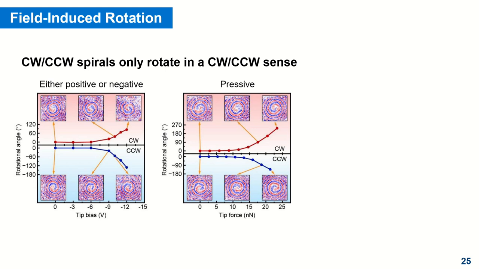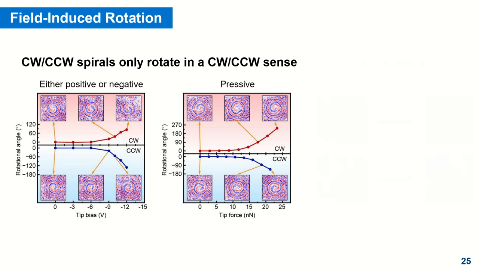So we found that the clockwise spiral can only rotate in a clockwise sense and vice versa. So for electrically driven rotation, the sign of the voltage doesn't matter, so it's probably mediated through electrostriction. And note that we observe the rotation after withdrawing the fields, so all these changes are non-volatile and continuous with the field increasing.